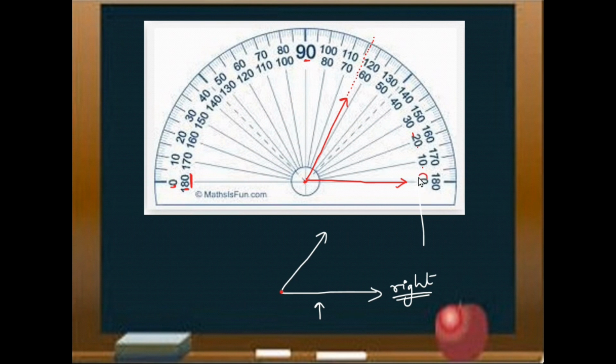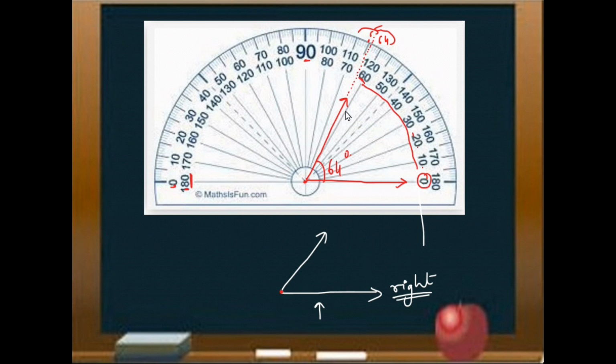Because we are considering the right hand side 0, we are going to read the numbers on the inner side. Now this line is above 60, and since there are 10 degree intervals between two numbers, the midpoint is going to be 65. So this is less than 65, let's say 64. So the measure of this angle is going to be 64 degrees.